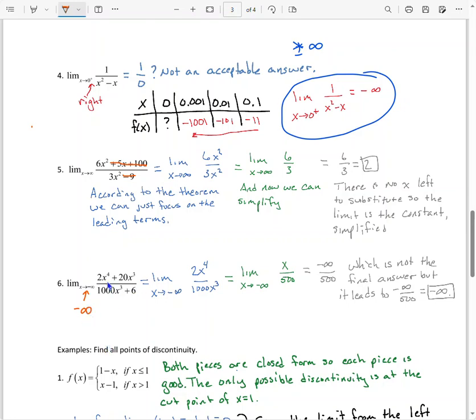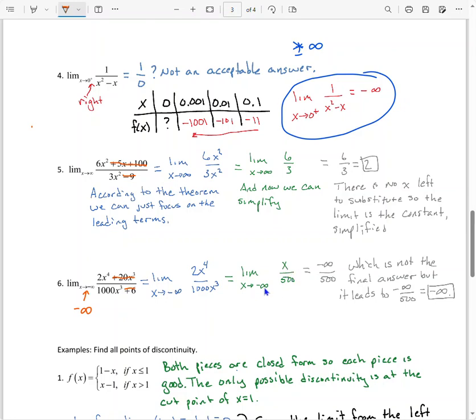So the limit as x approaches negative infinity of 2x to the 4th plus 2x cubed over 1000x cubed plus 6. I could take care of the ones that are below the leading, right? The highest one, 2x to the 4th, in the numerator I keep. The highest power, x cubed, I'll keep that 1000x cubed in the denominator, and I'll simplify. And when I simplify, 2 over 1000 becomes 1 over 500. x to the fourth over x cubed becomes x.